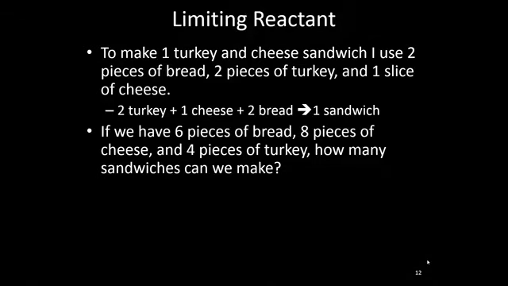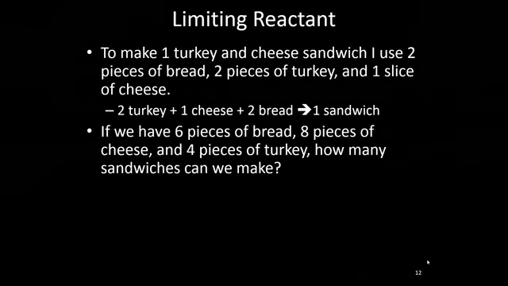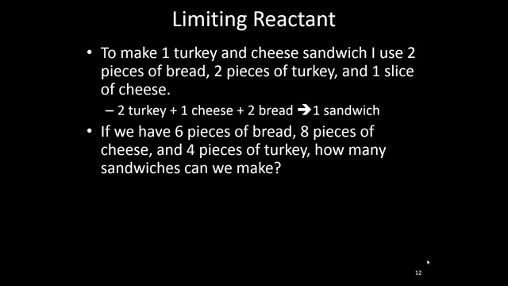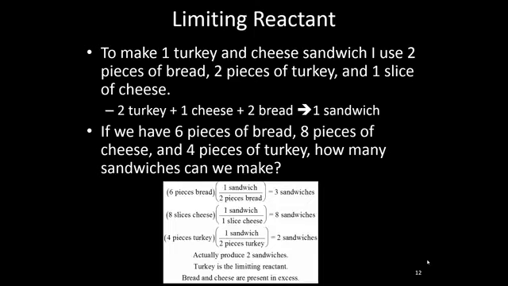The 8 pieces of cheese would allow us to make 8 sandwiches. And the 4 pieces of turkey would allow us to make 2 sandwiches. If we assume we can only produce complete sandwiches, then we can only produce a maximum of 2, because after we produce those 2 sandwiches, we have run out of bread.